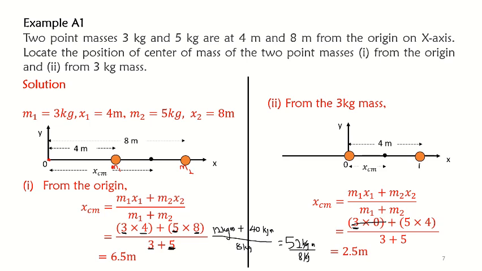And the M2 from that 3 kg will be 4 meters. Recall that from the origin, M2 is 8 meters, and from the origin, M1 is 4 meters. Therefore, the distance between M1 and M2 will be 4 meters. So that's why we have 4 meters. So 5 times 4, you have 20 kilogram meters over 8 kilogram. And when you solve that, you have 2.5 meters.